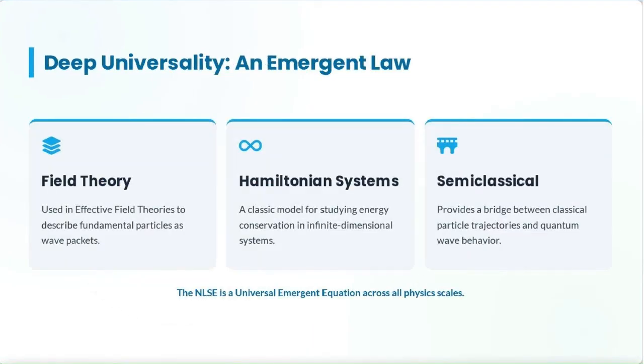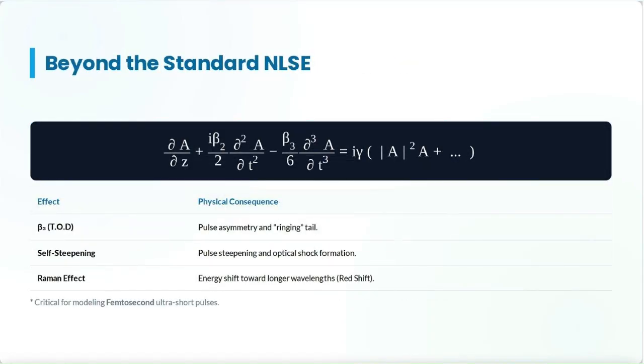One of the most remarkable things about the nonlinear Schrödinger equation is its universality. It appears in optics, hydrodynamics, plasma physics, quantum fluids, and many other nonlinear systems. Different physical systems can behave in mathematically similar ways because the same balance between dispersion and nonlinearity emerges repeatedly in nature. For ultra-short femtosecond pulses, the simple NLSE is no longer sufficient.